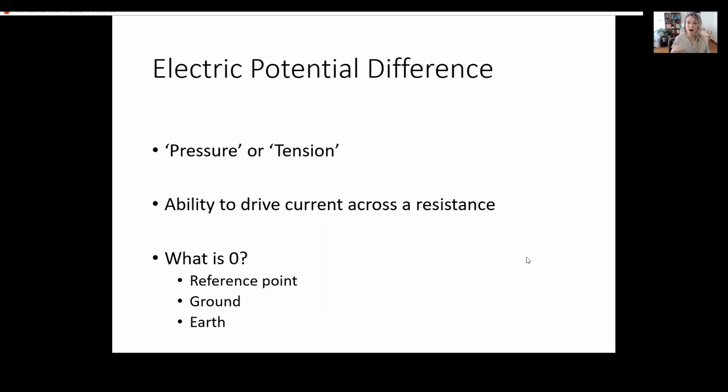The best example of ground is Earth. That's why ground is called ground. It's simply because the Earth is so large that a little bit of extra charge coming from a current in your lab is not going to make any difference to the potential of the Earth. It just has this huge reservoir and it can handle or provide a lot of current. So your reference point, your ground, and your Earth can all be the same thing, but they don't have to be. It's important to keep that in mind because it can sometimes be different.